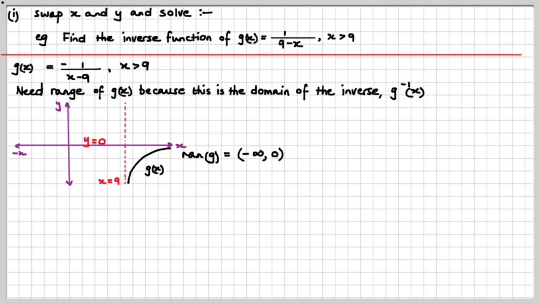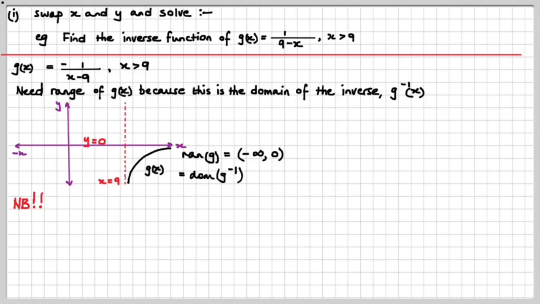So, we just get a little visual on the graph. That looks like what we're looking for. That's an upside down right hand side sort of thing of a rectangular hyperbola. It looks like it goes from minus infinity to 0, not including the 0. So that's the range of the original, so that's the domain of our inverse.